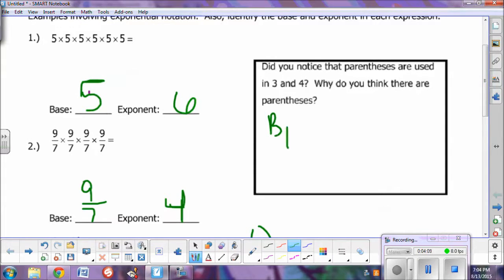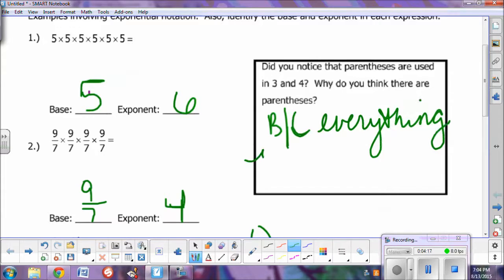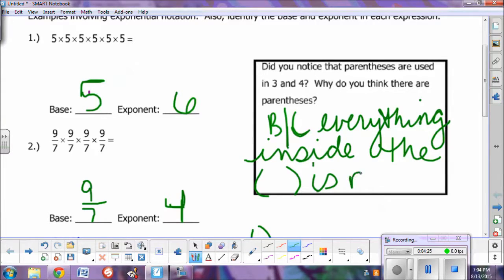So because everything inside the parentheses is raised to that exponent.